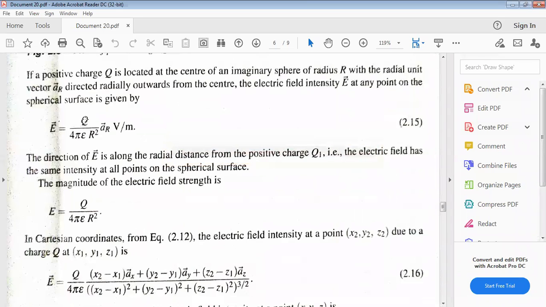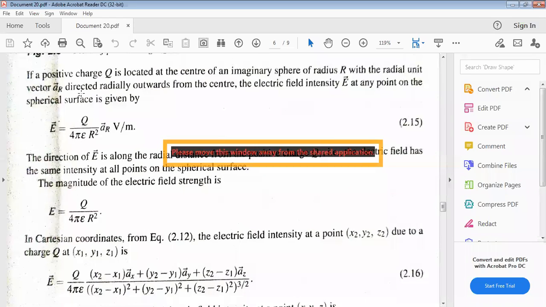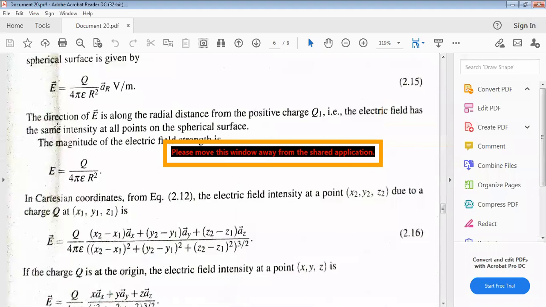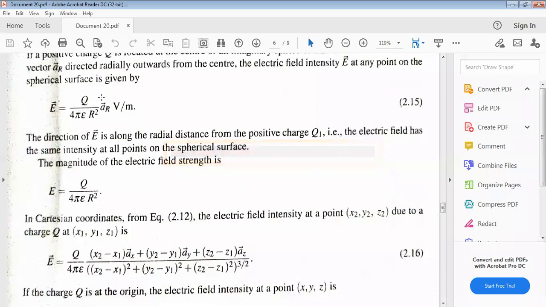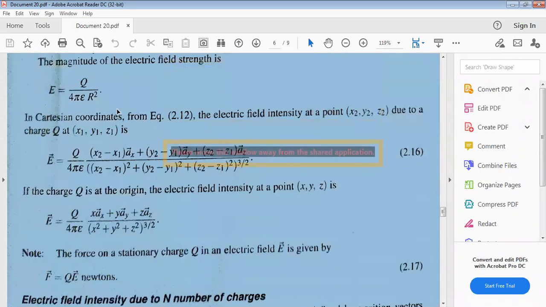From the derivation, E equals F by Q, and F equals Q1 Q2 by 4 pi epsilon naught R square. When we substitute F, Q2 cancels, giving Q by 4 pi epsilon naught R square. The resulting electric field intensity is E equals Q by 4 pi epsilon R square, directed along the radial distance from the positive charge Q1. The field has the same intensity at all points because it radiates equally in all directions, so there is no need for a single direction vector, and that is why it is not mentioned here.